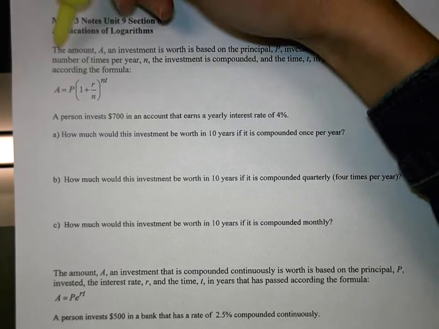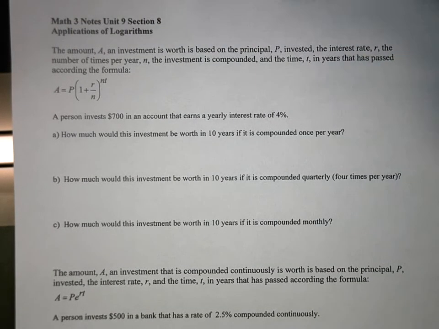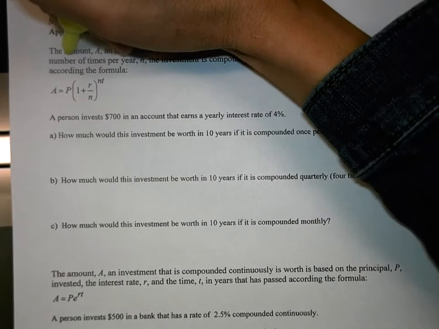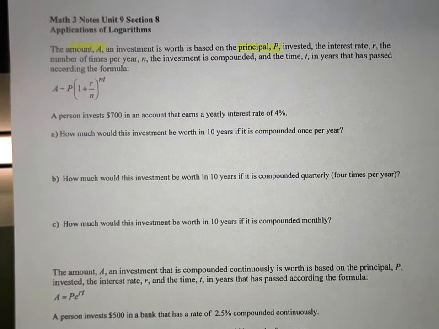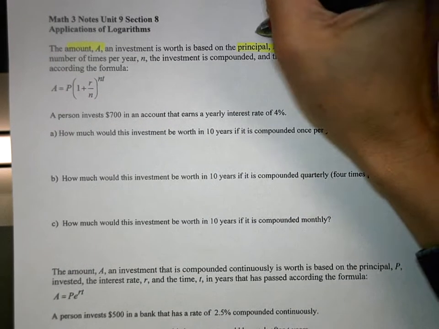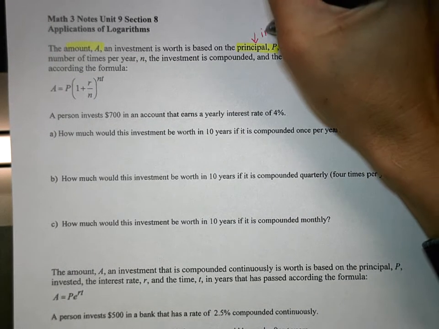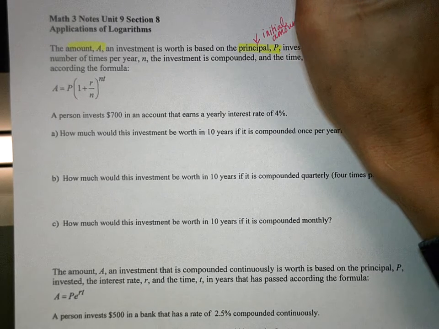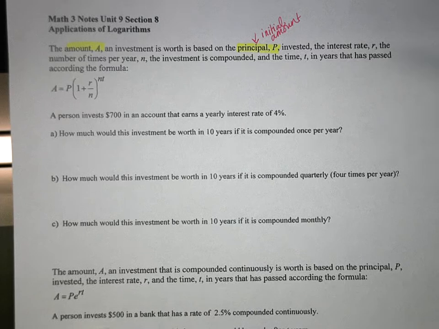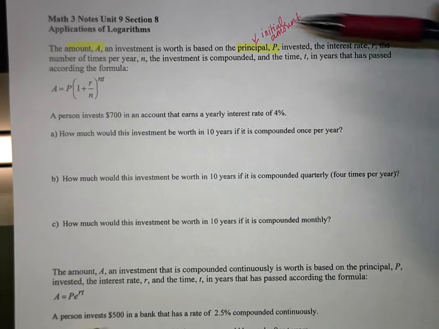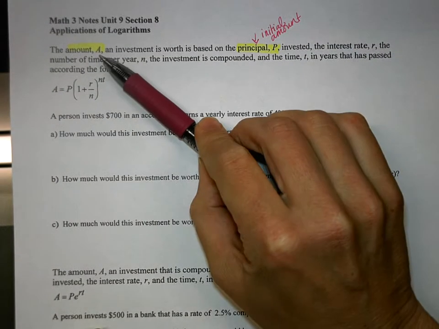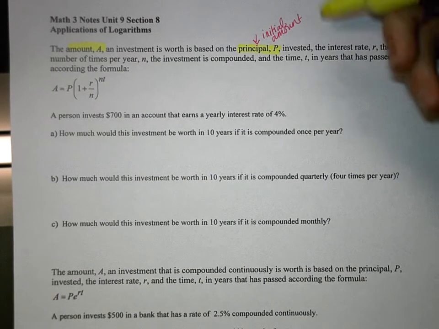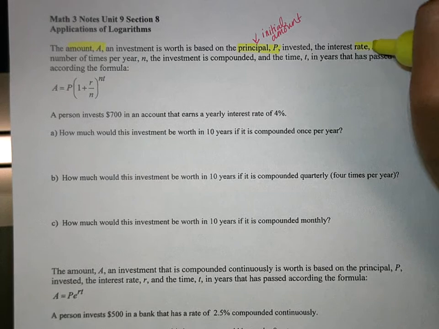Okay, so starting here, the amount A an investment is worth is based on the principal P. So we have principal P, and the amount the investment is worth is A. This principal P is your initial amount. That's what you are starting with. So if you have so much money that you're going to invest, that's your principal. Once you invest it, you want to figure out what the investment is worth later. The interest rate is R.